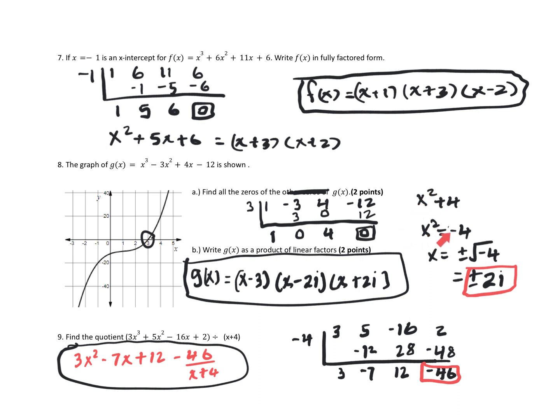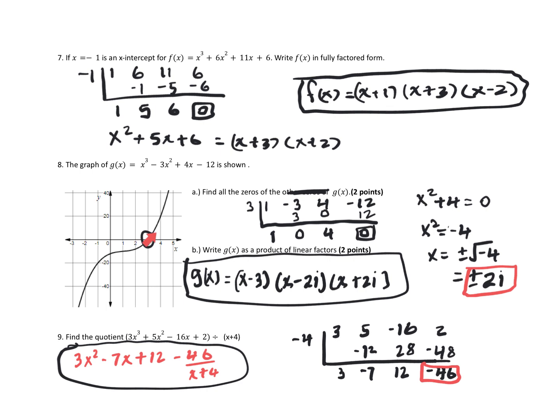I make it equal to 0 so that I can solve for x. So I get x squared is equal to -4, x is equal to plus or minus the square root of -4, so I get plus or minus 2i.